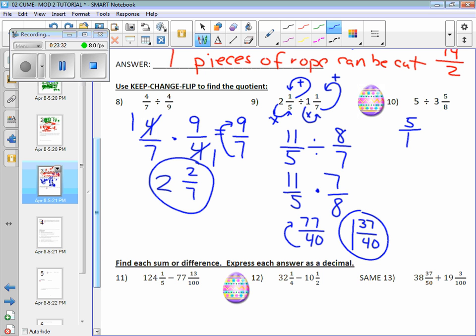I'm going to change my whole number of 5 to 5 over 1. Again, don't attempt to do keep, change, flip and change mixed numbers into improper fractions in the same step. Do it step by step. 3 times 8 is 24. Plus 5 is 29. It's going to make 29 over 8. Now we'll do keep, change, flip. Keep this, change this, flip this.